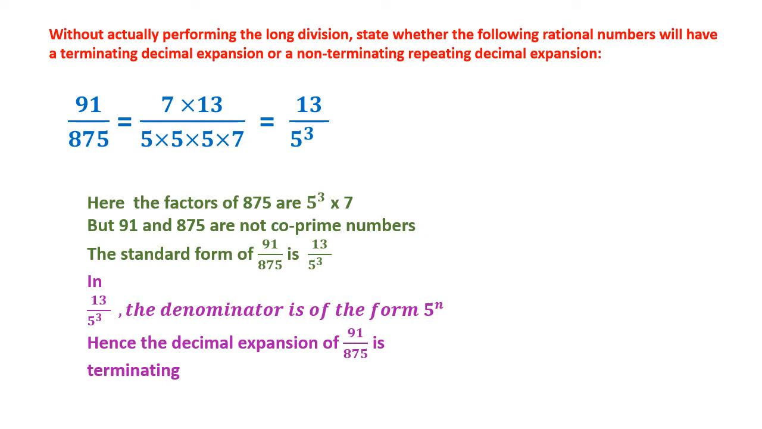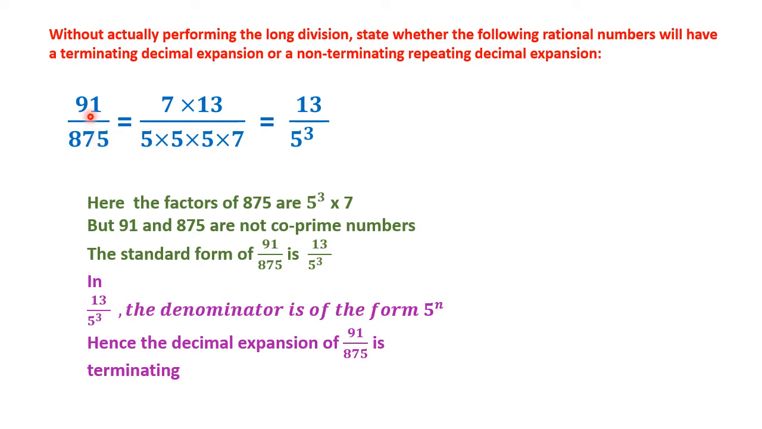Here the question is, without actually performing the long division, state whether the following rational numbers will have a terminating decimal expansion or a non-terminating decimal expansion. Here I have taken this example with a purpose. My purpose is that here we are not taking a standard form in the numerator and denominator.